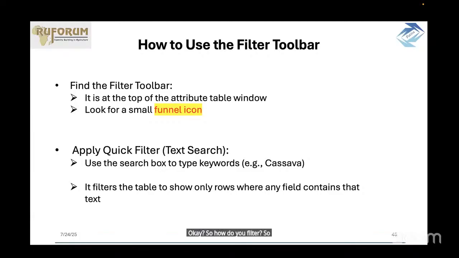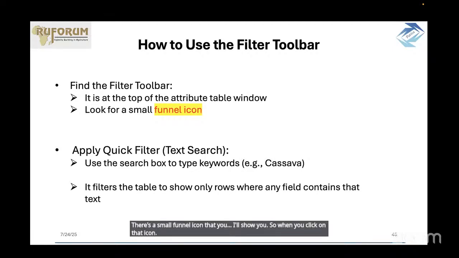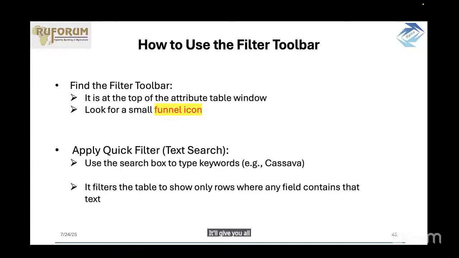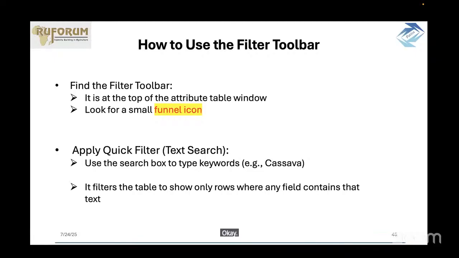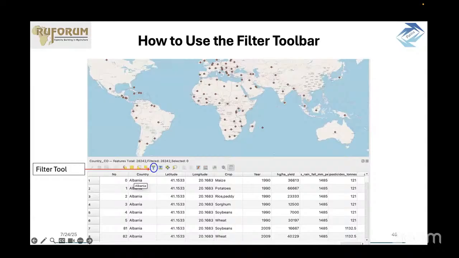At the top of the attribute table, there's a small funnel icon that I'll show you. When you click on that icon, it will give you all these options that you can use for filtering your data from your layer. Okay. So you have to dock it first. After docking, then you can use that tool for filtering. So this is the tool I'm talking about. See this funnel here?